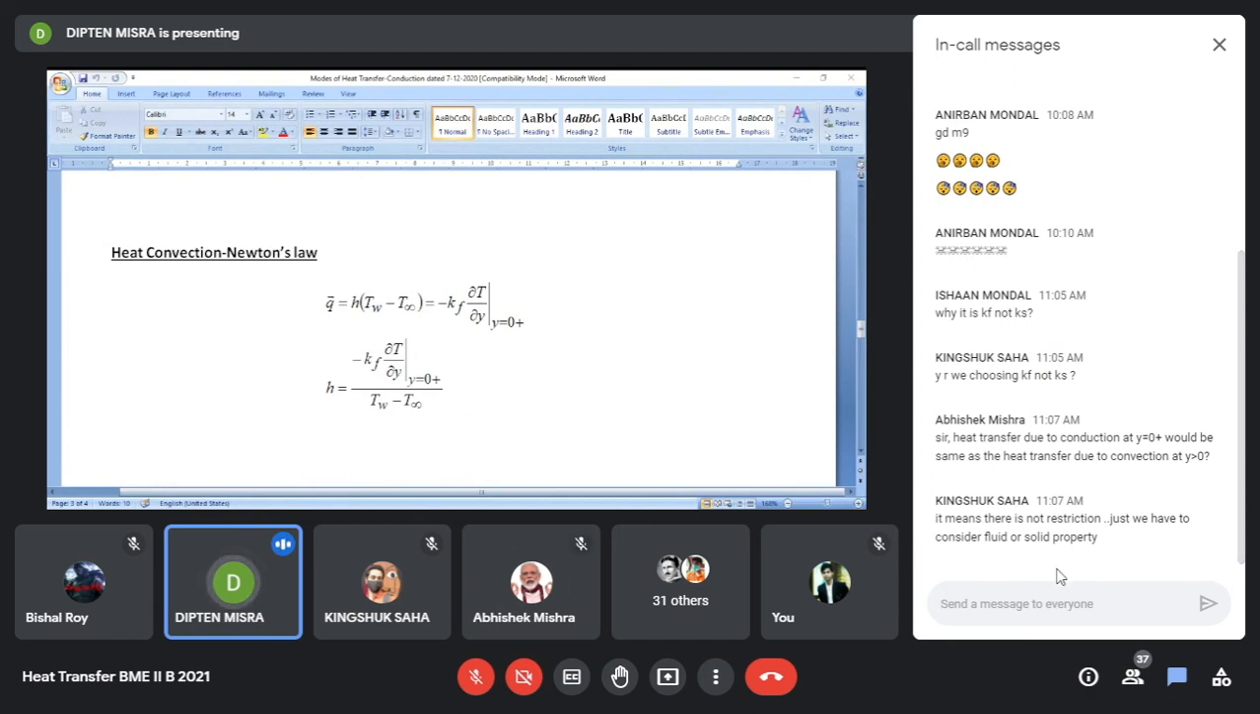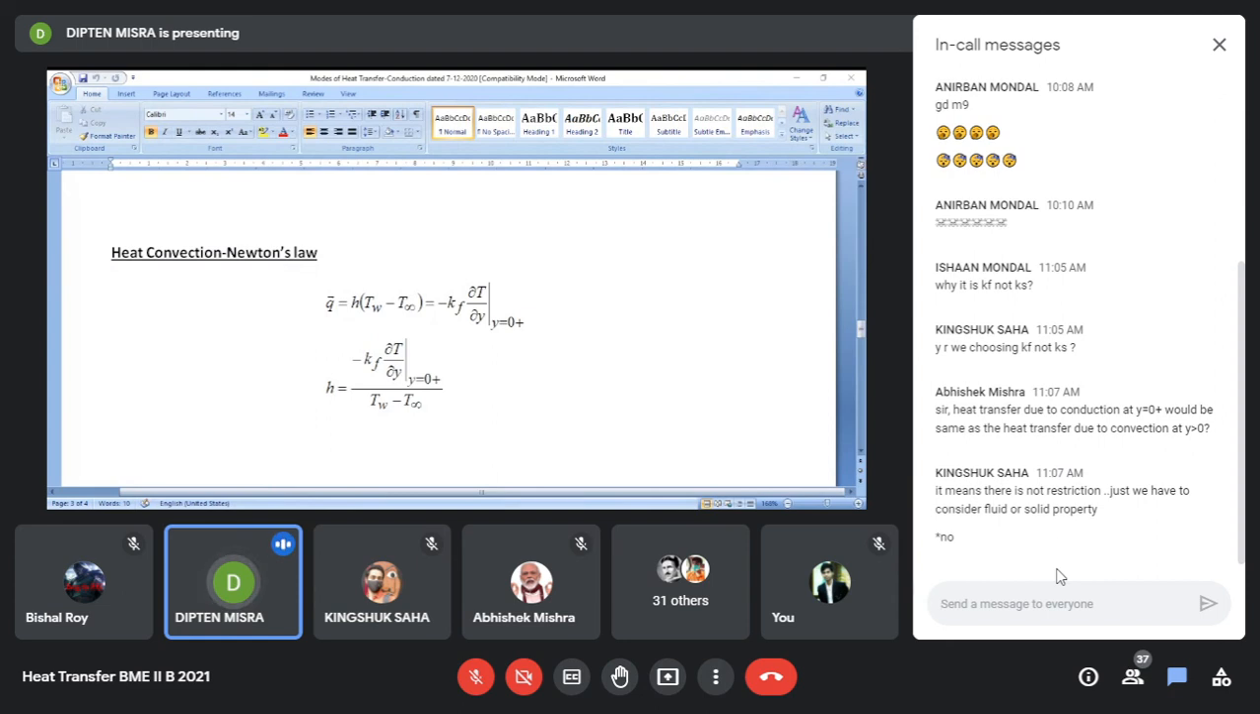So heat transfer due to convection at 0 plus would be the same as the heat transfer at y equal to 0? No, this gradient will go on changing actually. So the gradient will go on changing, and this is the way to find out the heat transfer at the interface. When we talk of heat transfer, if you remember, we discussed the peculiarity of this particular form of energy transport, that we have tried to identify this as a kind of boundary phenomenon.